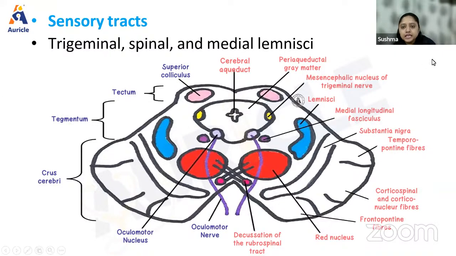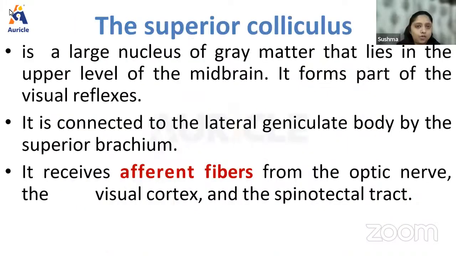Okay, these are the different structures that you come across at the level of superior colliculus, which is a very important question, and you will be asked to draw a diagram as well as label it. Okay, yes. Now let's talk a little bit about all these different structures. First, I have the superior colliculus. Now, what is superior colliculus? It's a very large nucleus of the gray matter that lies in the upper level of the midbrain. Obviously, here no points to guess. Where is it present? It's present on the upper level of the midbrain.